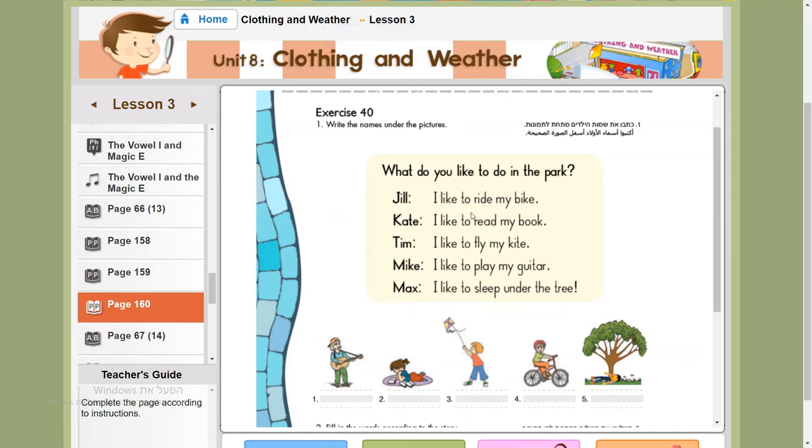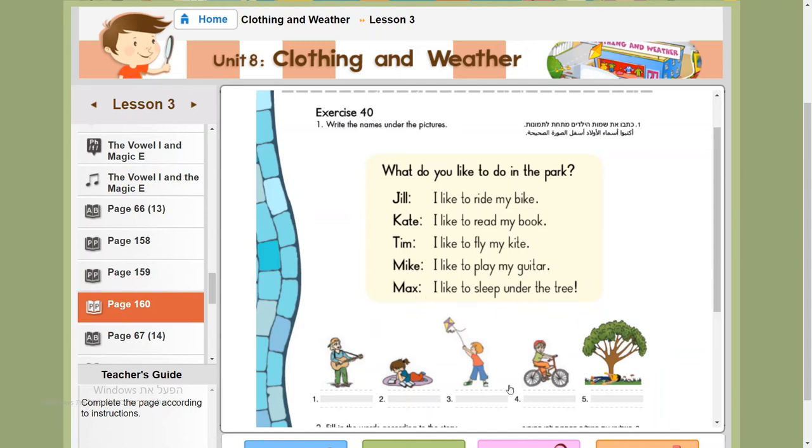Jill: I like to ride my bike. Kate: I like to read my book. Tim: I like to fly my kite. Mike: I like to play my guitar. Max: I like to sleep under the tree. Again, I like to ride my bike. This is Jill, okay. Kate: I like to read my book. I like to fly my kite. Tim. Mike said, I like to play my guitar, and Max: I like to sleep under the tree.